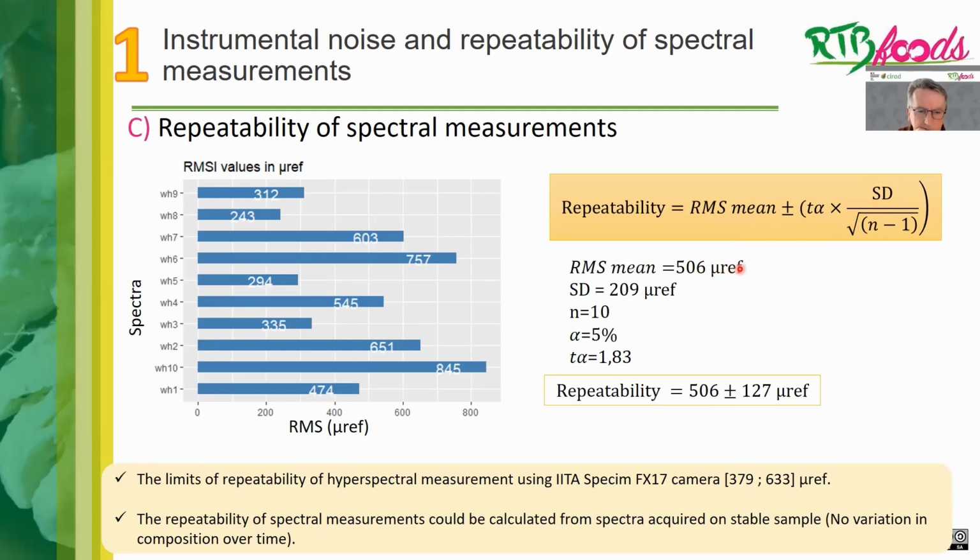Here the RMS mean is the same as before, our instrumental noise, and the standard deviation is also calculated from this data. N is the number of repetitions; in our case, we take 10 repetitions on the white reference. Alpha is the threshold error, which is 5%, and t alpha is the critical point of probability at this error threshold of 5%.